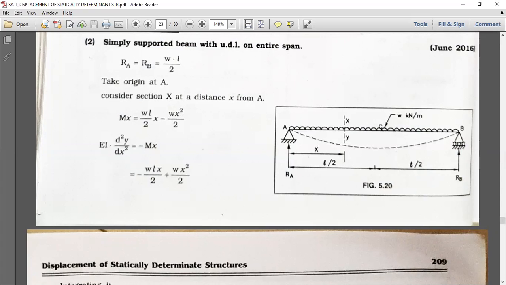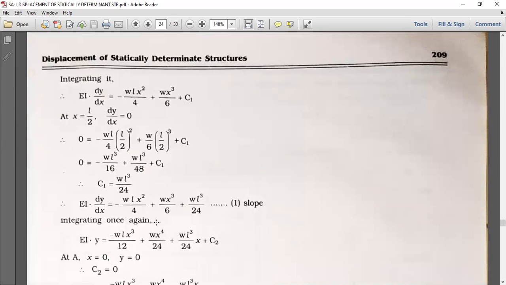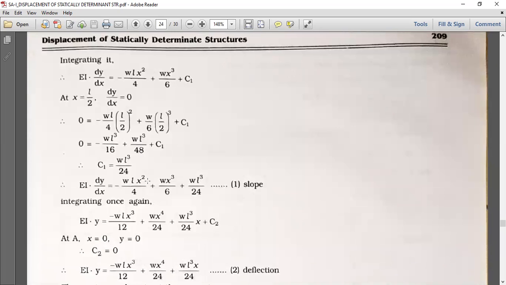EI d square y upon dx square is equal to minus MX, which is our equation. Put the value and integrate once. Therefore, EI into dy by dx is equal to minus W L x square divided by 4 plus W x cube divided by 6 plus C1.